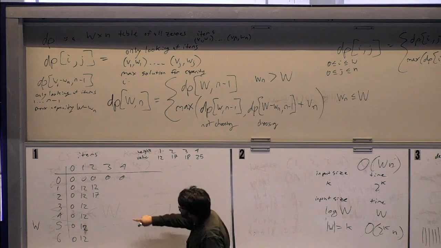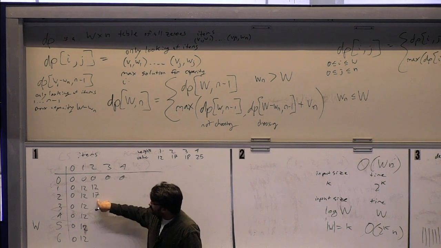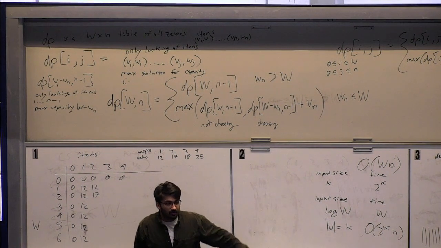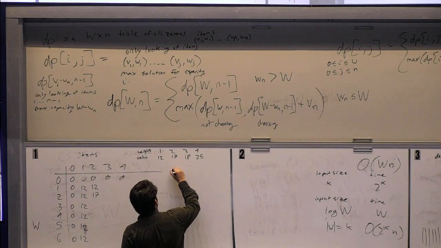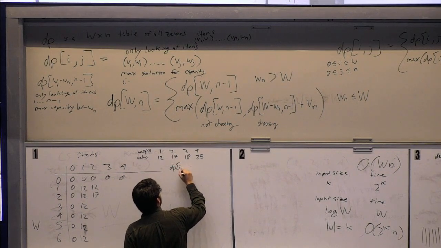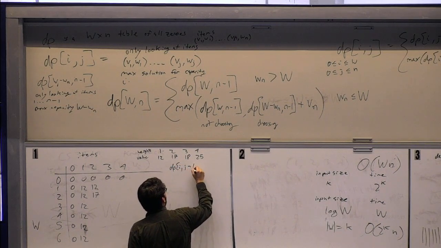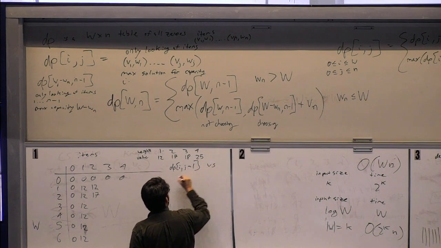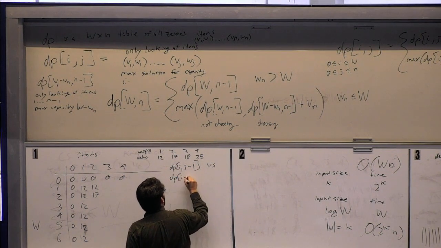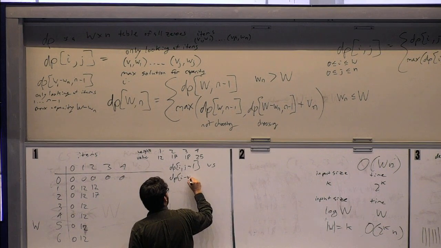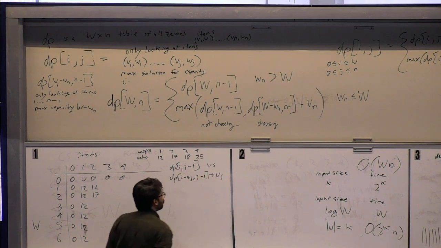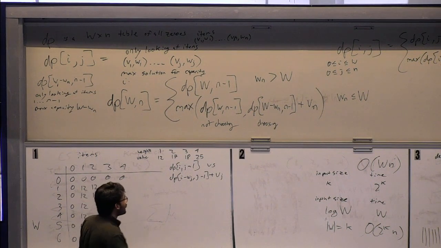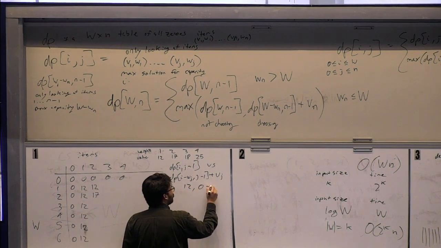This is corresponding to what? If you think about the way we have the recurrence set up, this is corresponding to choosing a DP of i, j minus 1 versus DP of i minus w_j, j minus 1, plus v_j. So for this specific case, you're taking the max of 12 and 0 plus 17.